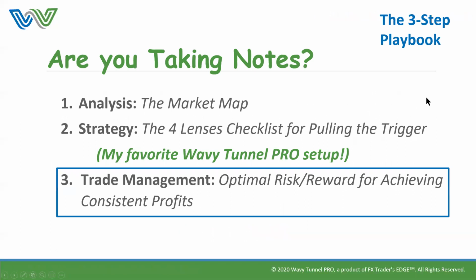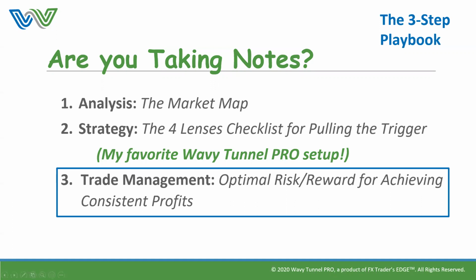Now, I'm teaching you the 4 lenses checklist for pulling the trigger. That is another strategy. And many of you have your own strategies. If it works for you, that's terrific. Then it works for you. And if you have not introduced some kind of analysis into your system, I call this whole thing a system, looking at the analysis, the strategy, and then the trade management for optimal risk reward for achieving consistent profits, then you can introduce other elements like the market map that you're learning from me today.